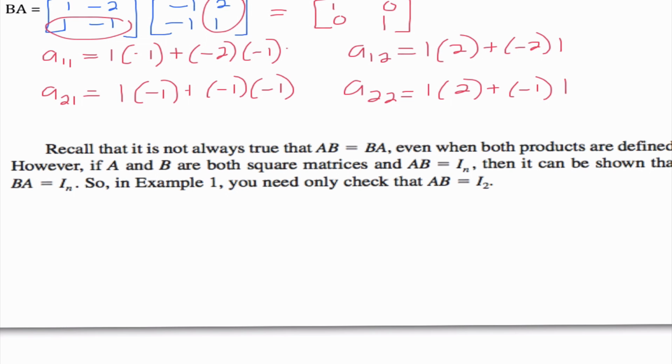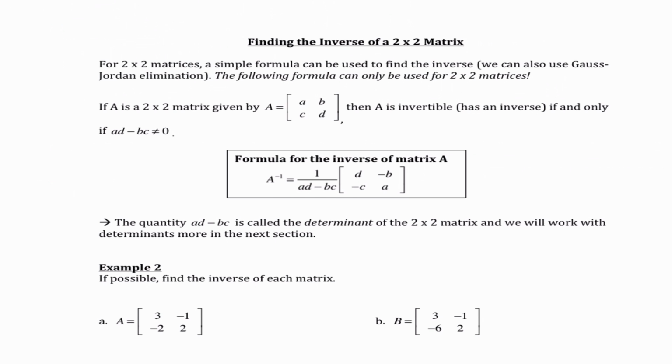Now we're going to figure out how we can actually find the inverse of a matrix. For 2 by 2 matrices, a simple formula can be used to find the inverse. We can also use Gauss-Jordan elimination. Doesn't that sound fun? But for 2 by 2, we're going to use this following formula, which can only be used for 2 by 2 matrices.